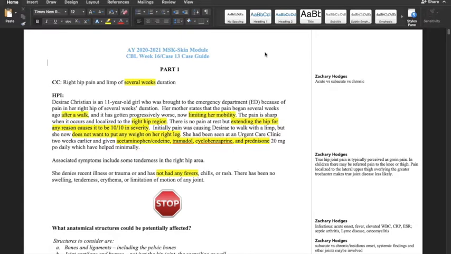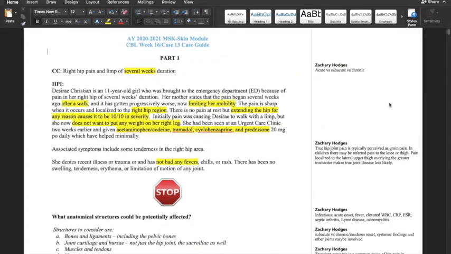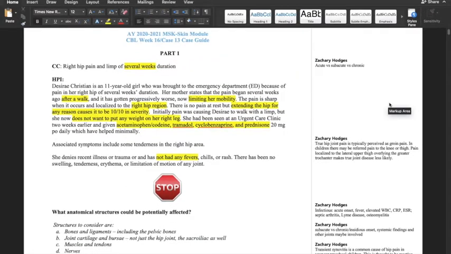Week 16, we'll be discussing a case of septic arthritis in an 11-year-old. So let's get started. Our patient is an 11-year-old who's brought to the ED for right hip pain for several weeks duration. Mom states that the pain really began after a walk, but no real trauma. Now it's gotten worse and is limiting mobility.